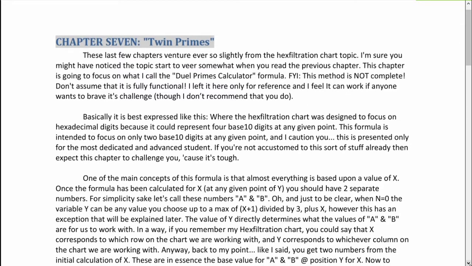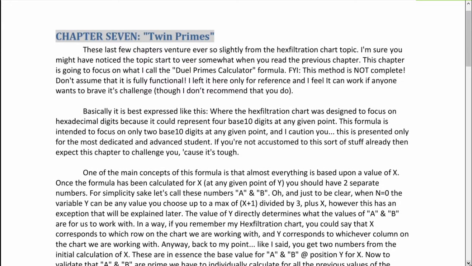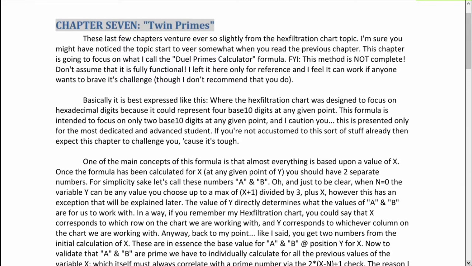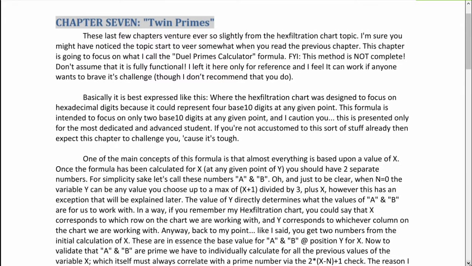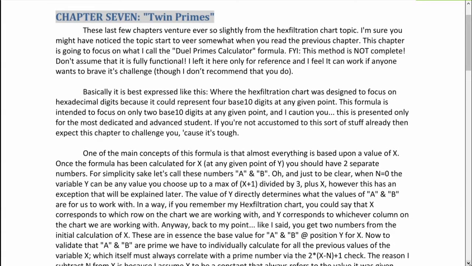These last chapters venture ever so slightly from the hex filtration topic chart. I'm sure you might have noticed the topics start to veer somewhat when you read the previous chapter. This chapter is going to focus on what I call the dual primes calculator formula. FYI, this method is not complete. Don't assume that it is fully functional. I left it here only for reference, and I feel it can work if anyone wants to brave its challenge, although I don't recommend that you do.